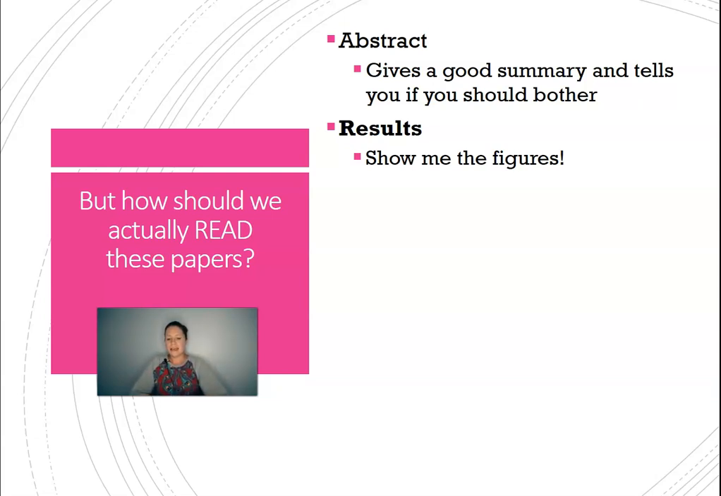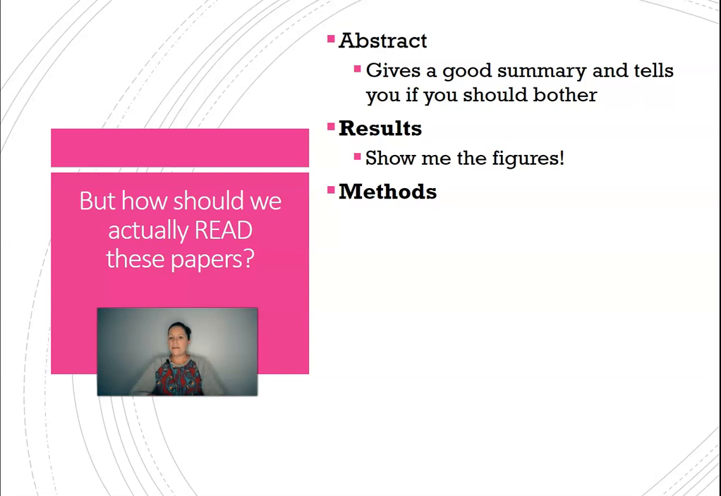So by looking at the results, by looking at the figures, I can get an idea of the methods, right? Of what they did based on the variables that they are presenting within their figures. I'll show you an example of this in a second, but looking at the X and Y axes of a graph tells you exactly what variables were tested. Reading that figure caption at the bottom tells you the groups that are being compared to each other.